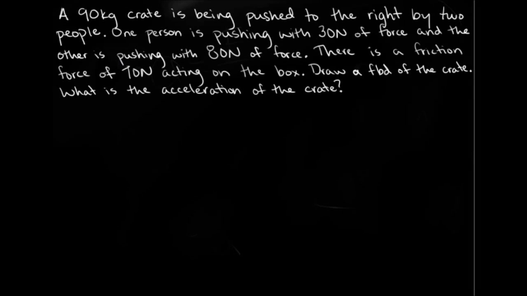A 90 kilogram crate is being pushed to the right by two people. One person is pushing with 30 newtons of force and the other person is pushing with 80 newtons of force. There's a friction force of 70 newtons acting on the box. Draw a free body diagram of the crate. What is the acceleration of the crate?